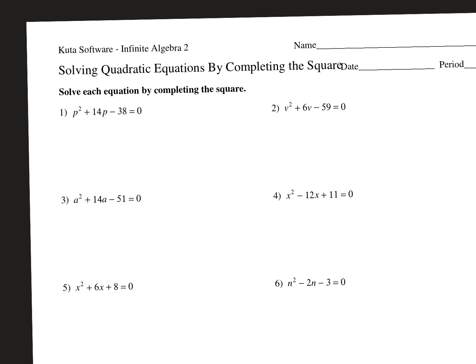On your test, I'm going to say, solve number 3 by completing the square. Solve number 7 by using the quadratic formula. I'm going to tell you exactly how I want it done.